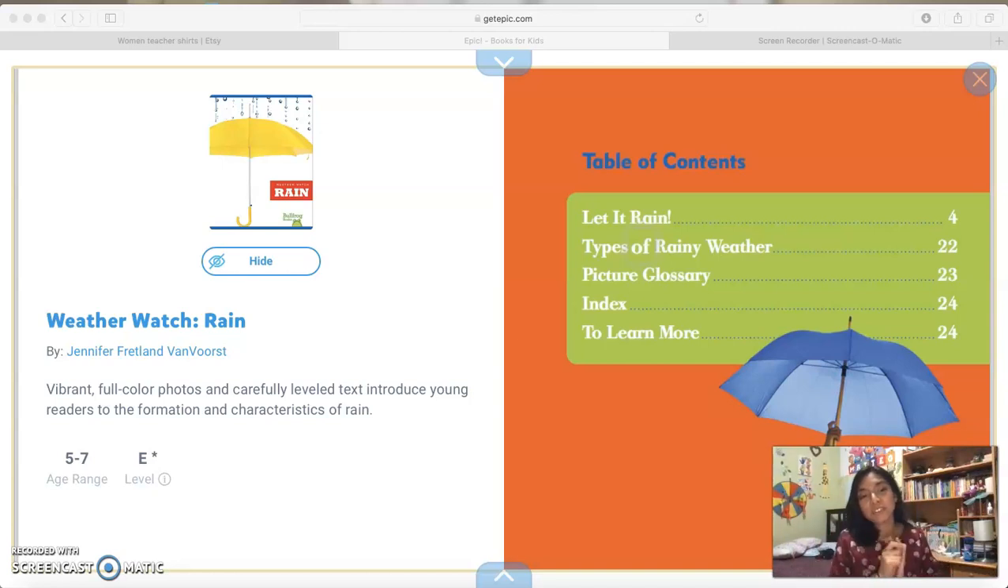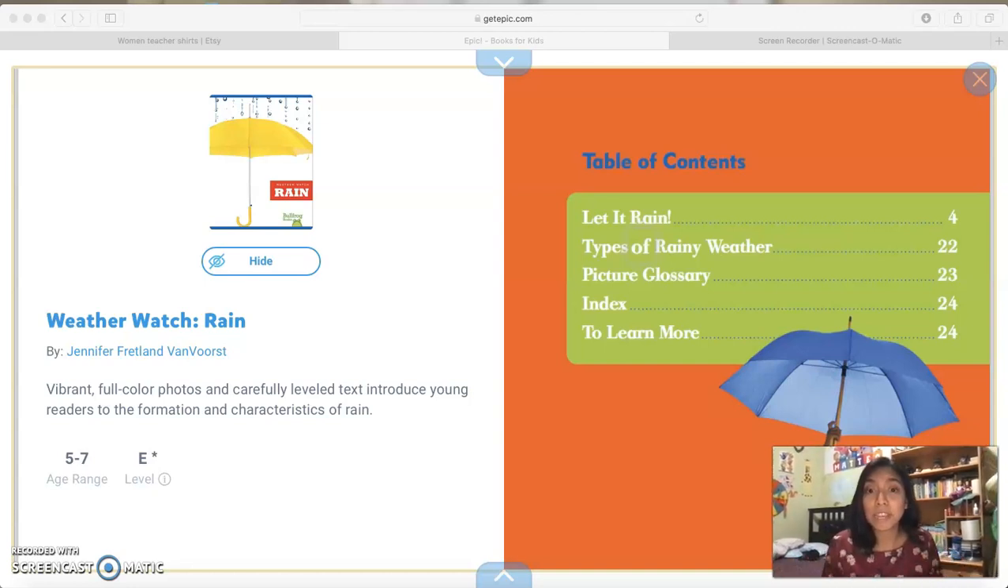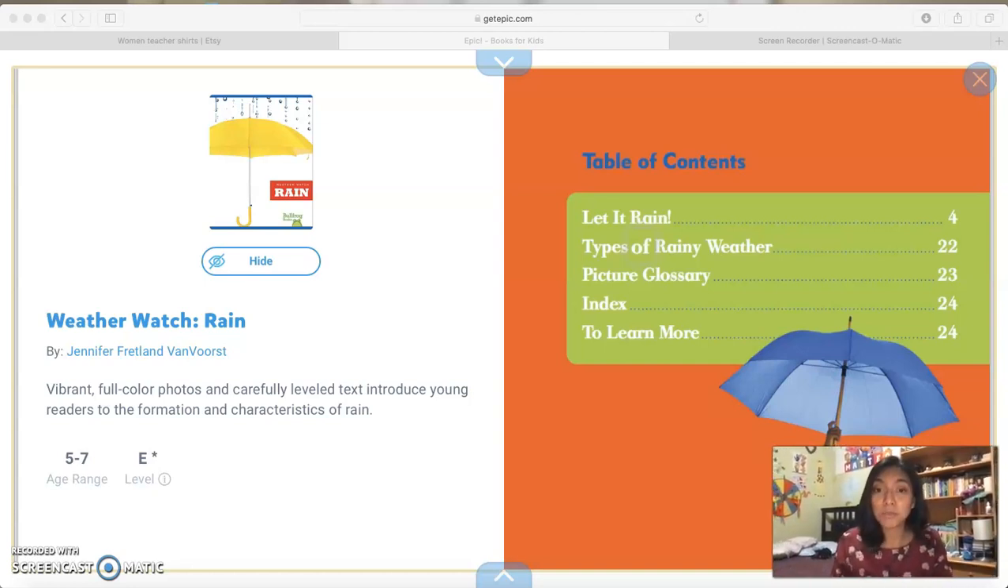Alrighty, so this is our reading for today. It's called Weather Watch and it's about rain by Jennifer Fretland. So, we're going to talk a little bit about rain because guess what? Yesterday's weather was rainy, it was cloudy, it was very, very dark outside. But we're going to talk about rain today as well because we're still talking about water, right?